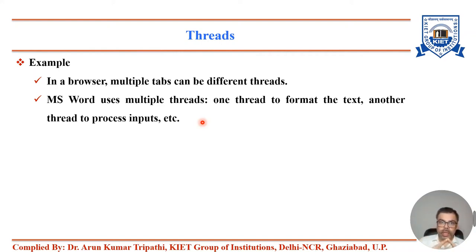So VLC is a process in which we are watching the movie. There are a number of threads created within that process. So each thread is given to a particular sub-task. One thread is given to the slide bar, another thread is given to the picture frames, third for the time remaining, and so on.